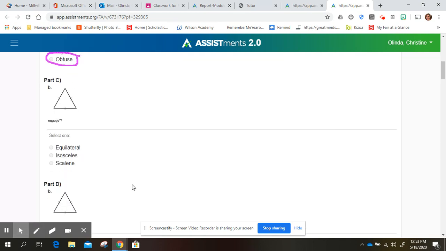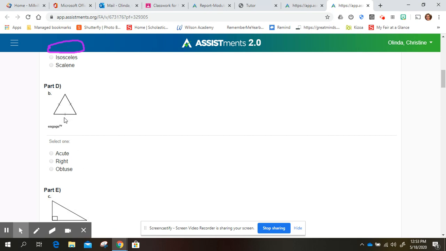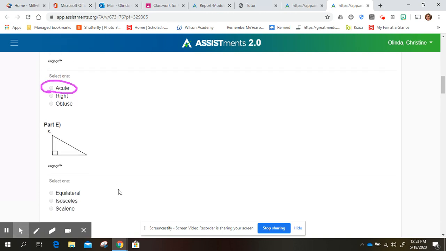Part C. This is the easiest triangle to identify. All three sides are the same length, so that would be equilateral. Part D, in equilateral triangles, when all three sides are the same length, the angles have to be acute. They all have to be less than 90 degrees. And if you probably don't know this, each angle in an equilateral triangle is 60 degrees. So that would make it acute because it's less than 90.